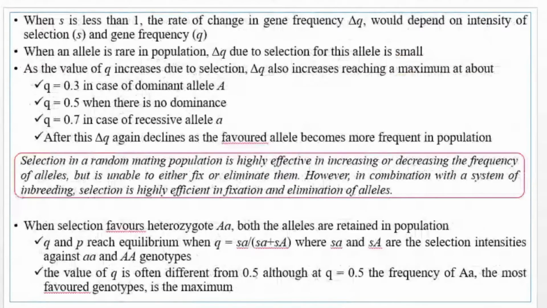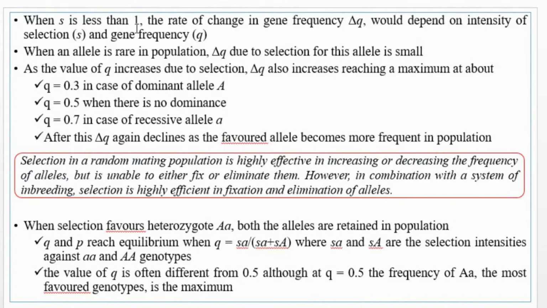When S is less than 1, the rate of change in gene frequency, delta Q, would depend on intensity of selection and gene frequency. अब S, the selection differential less than 1 भएपछि, किनकि S always less than 1 हुन्छ, not completely 100%, the 1 हुँदैन selection differential। It is less than 1, so the rate of change of the gene frequency changes हुन्छ, eliminate हुँदैन। तर gene frequency for particular allele will change हुन्छ। भनेपछि that is the delta Q for the recessive allele को लागि, यदि gene frequency change delta Q हो भने that will depend on the intensity of selection and gene frequency.